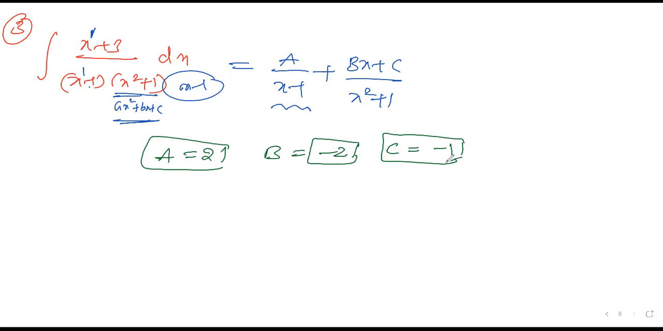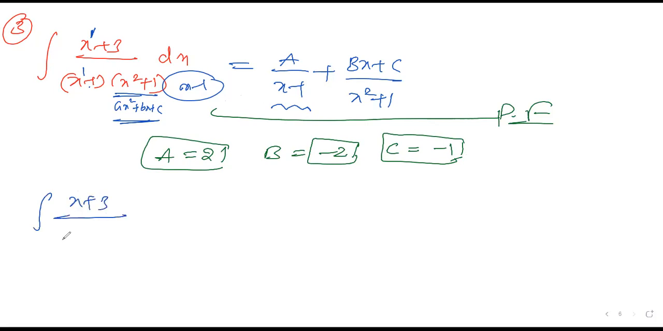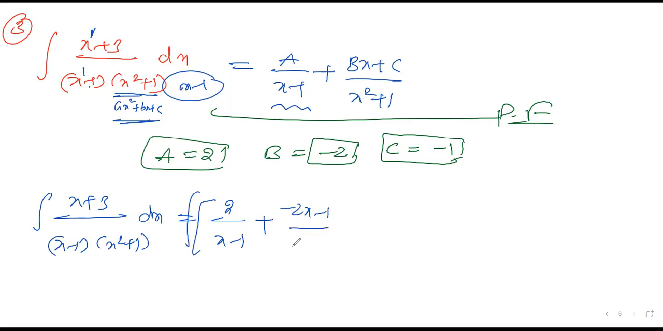Please try to take the values directly. You should work according to the partial fractions methodology. You can follow it, and if you're still not clear, please watch it. It's very simple. So trying to write the question: x plus 3 by x minus 1 into x square plus 1 into dx. So this is the integration of 2 by x minus 1 plus minus 2x minus 1 by x square plus 1 into dx.